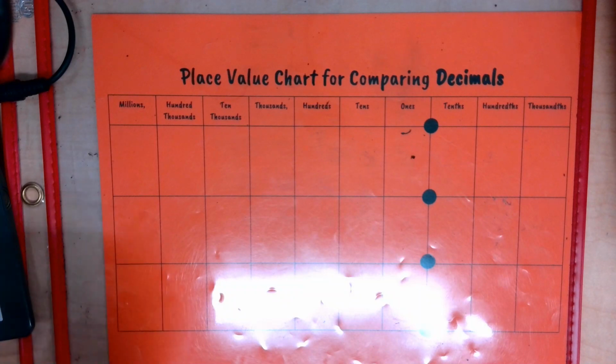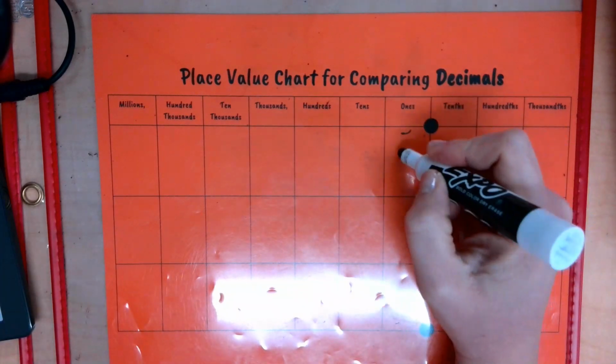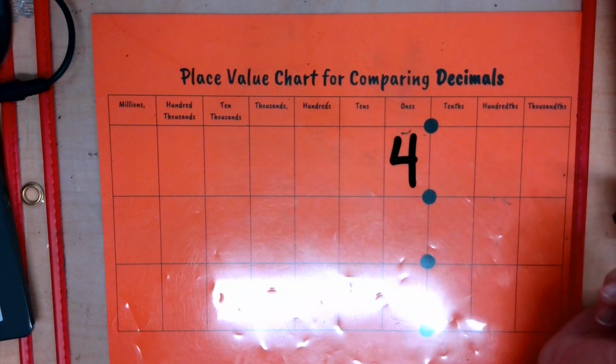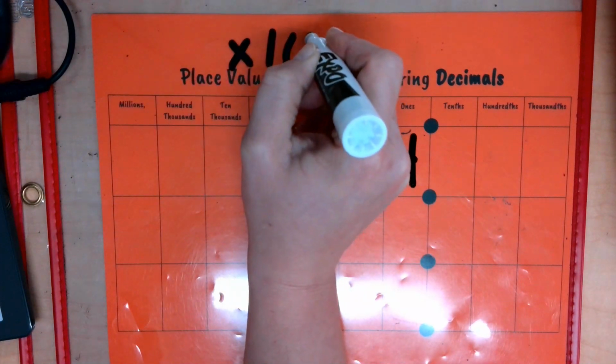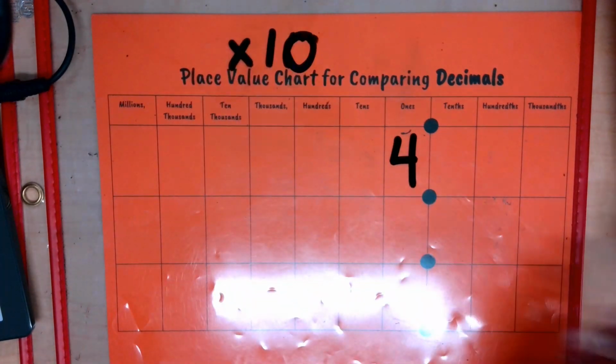So we're going to first start with the number 4. And we're going to think, okay, what is 4 times 10? We're going to focus on times 10s right now. 4 times 10 gives us 40.